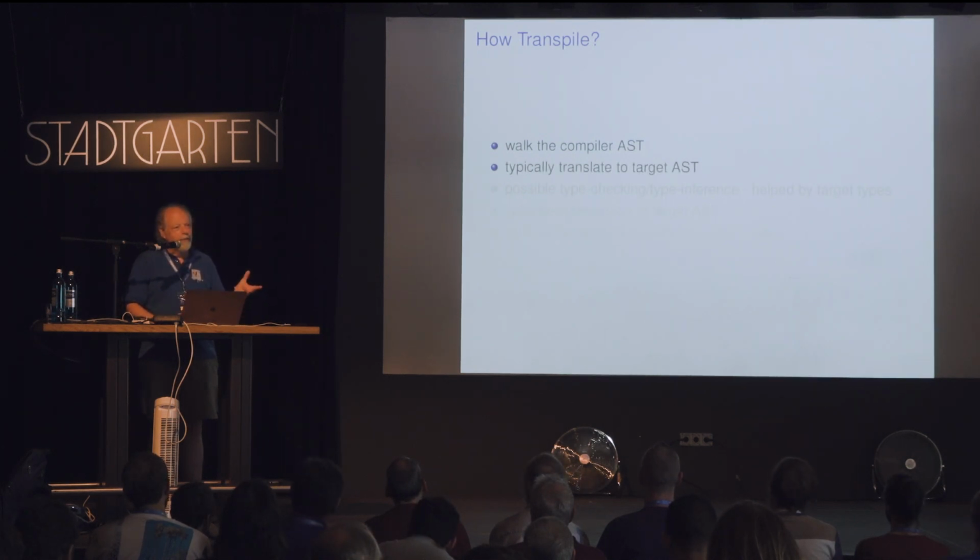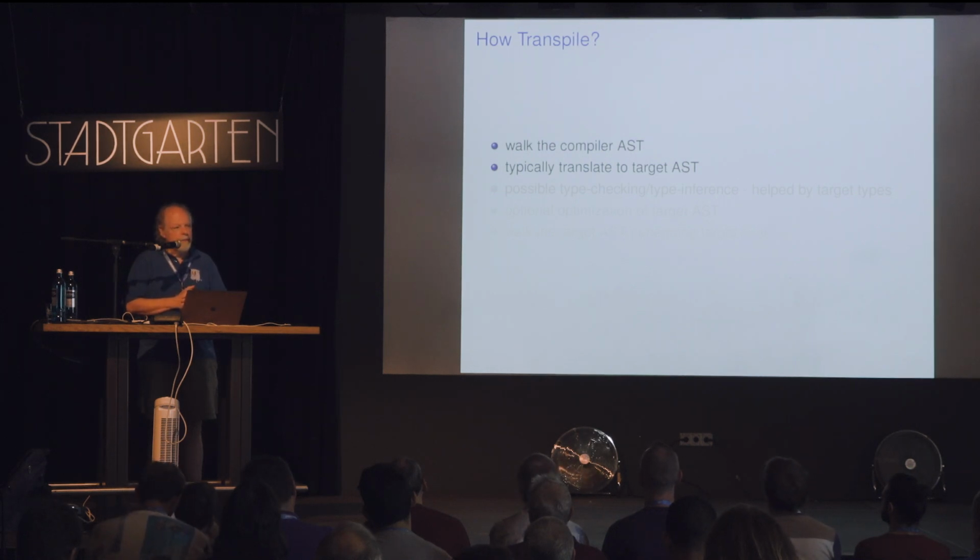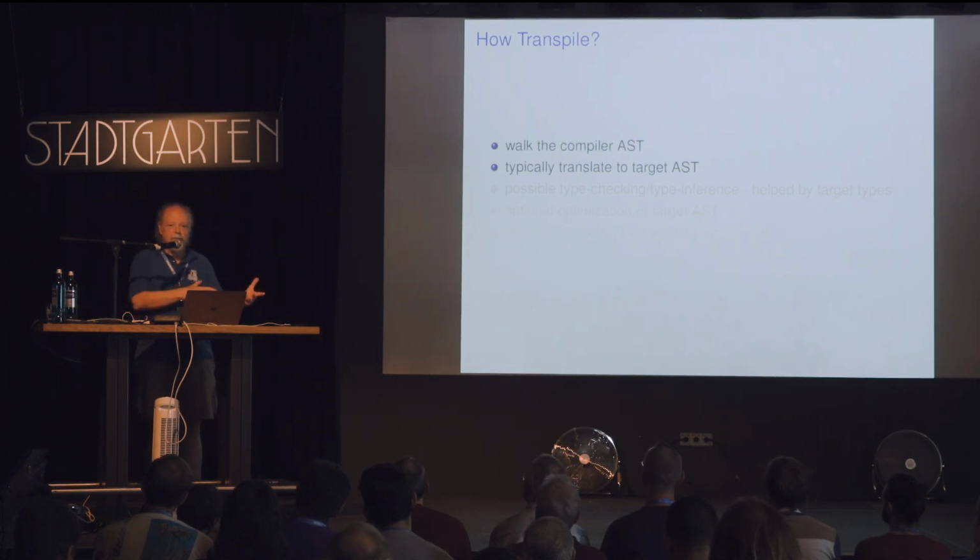And typically, the first step is to translate this to a target AST. And why do you do that rather than working directly from the Smalltalk AST? Well, because there might be things in the target language that aren't directly represented in the Smalltalk AST. An example is in PharoJS, there are for loops in JavaScript. And so we want to convert other things into for loops.